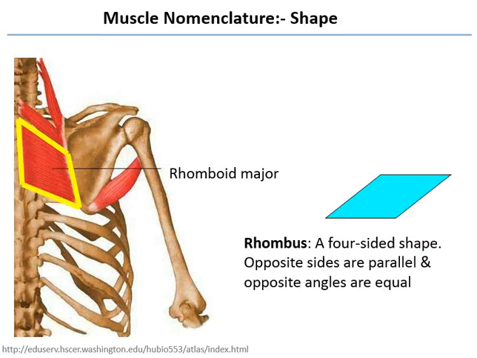Muscles may also be named on the basis of their shape. For example, the rhomboid major is partly named on the basis of its shape, as we can see here outlined in yellow. Rhomboid major. It is representative of a diamond shape. Opposite sides are parallel and opposite angles are equal to each other. Classic definition of a rhombus.